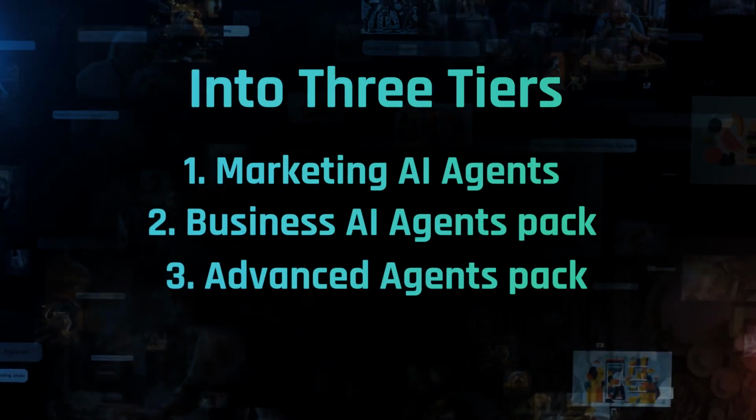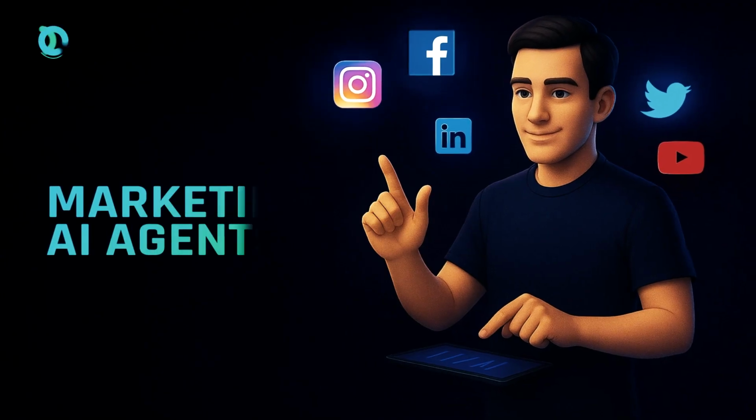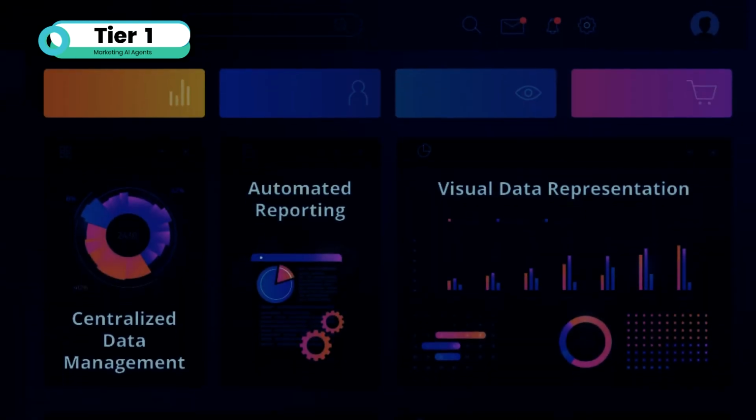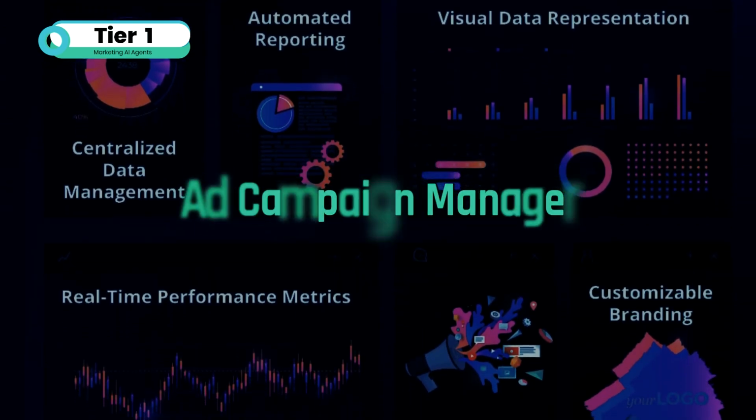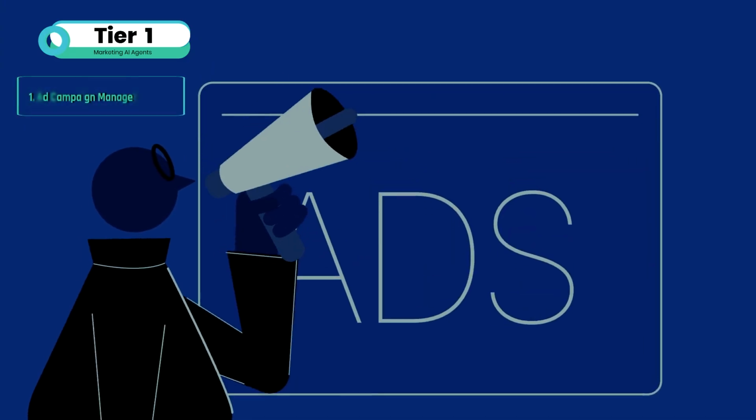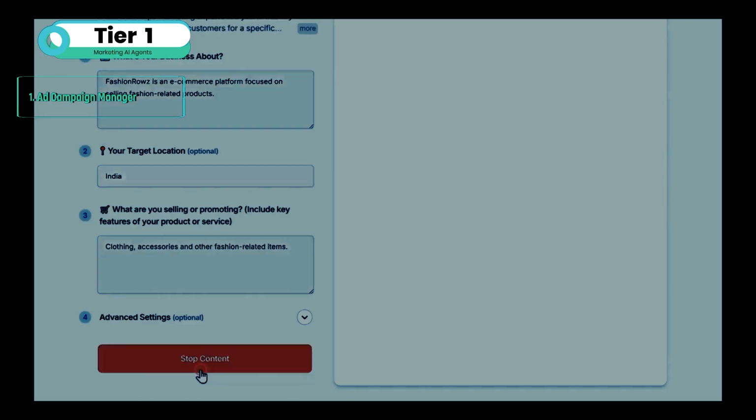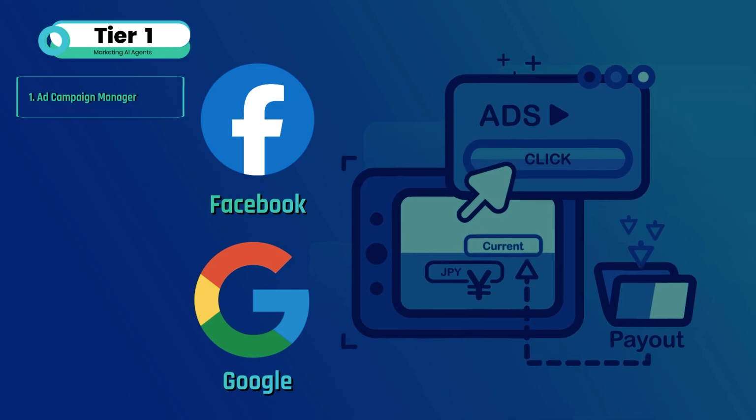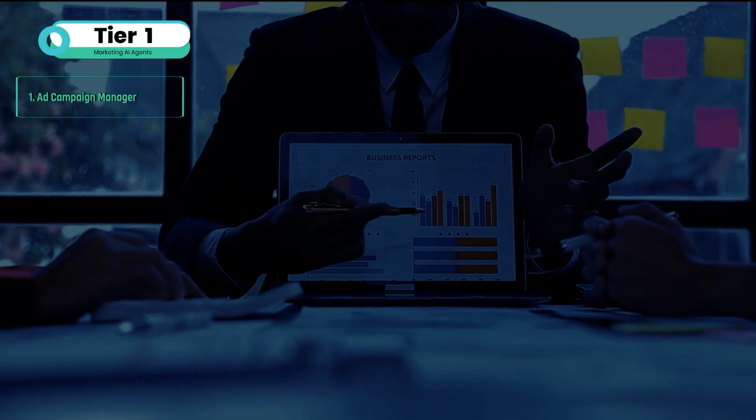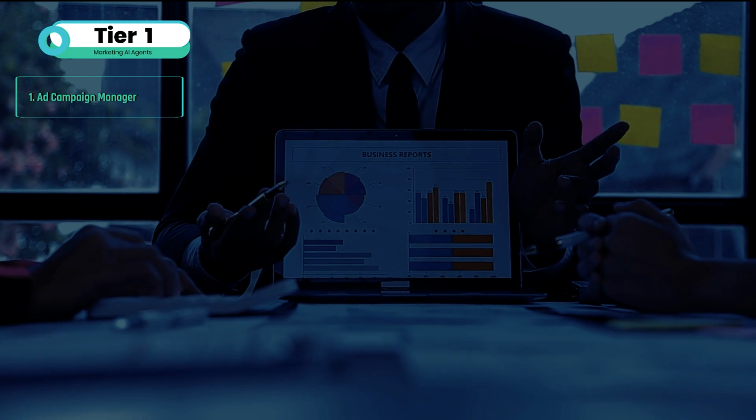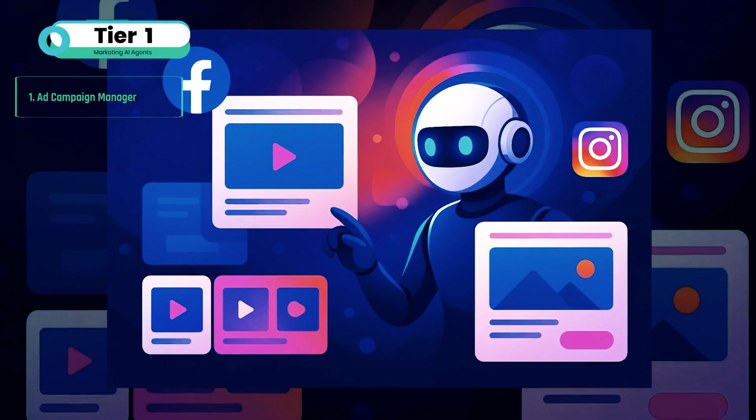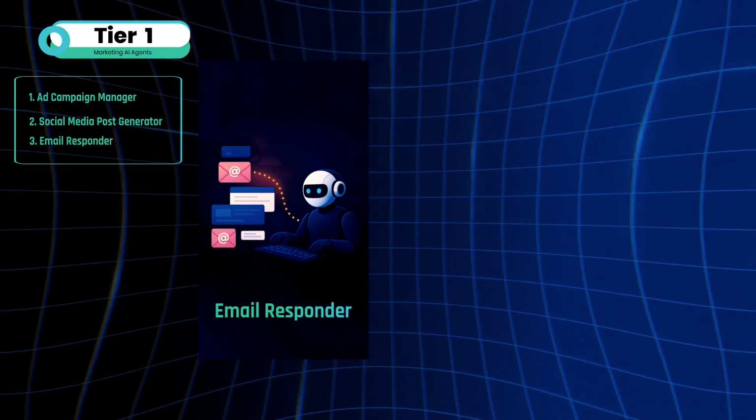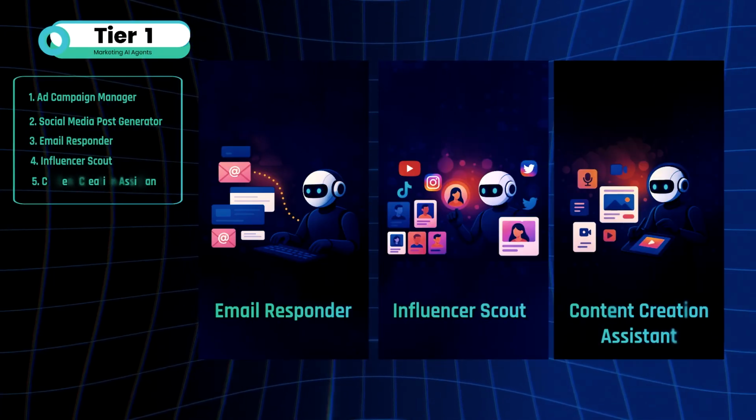Our curriculum is divided into 3 tiers. The first one is Marketing AI Agents. In this tier, you will learn to build 5 AI agents. One of the AI agents you will build is a complete ad campaign manager, which is a multi-agent system for running digital ads. You will be able to generate ad copy and images, launch A/B tests on Facebook or Google Ads, and analyze the campaign results daily, automatically shifting budget away from poor-performing ads to the winners. Other projects include Social Media Post Generator, Automated Email Responder, Influencer Scout, and Content Creation Assistant.